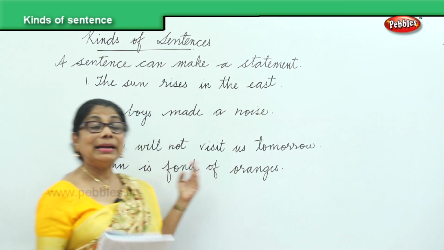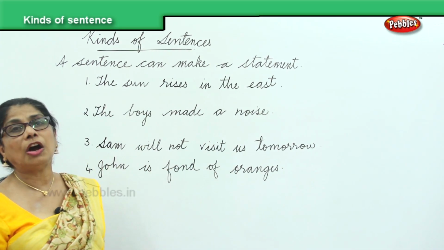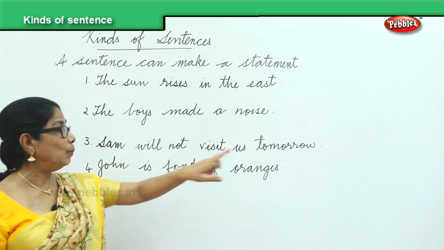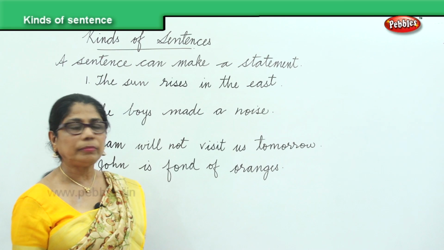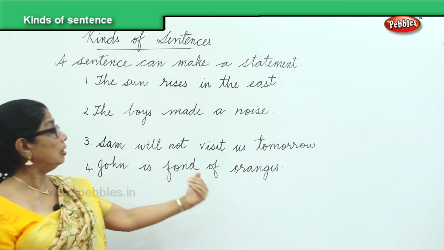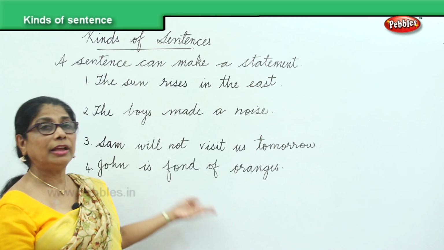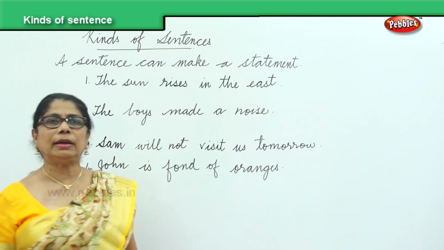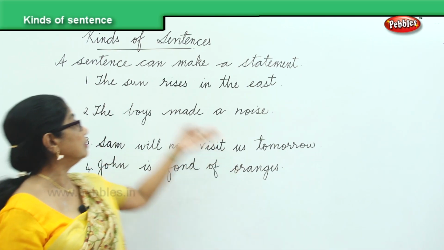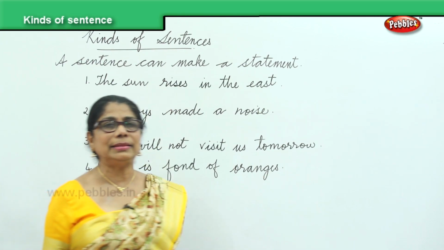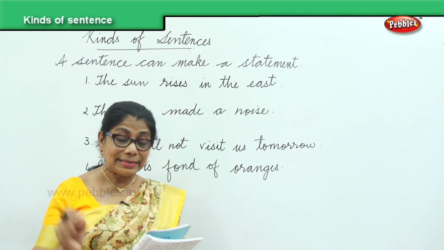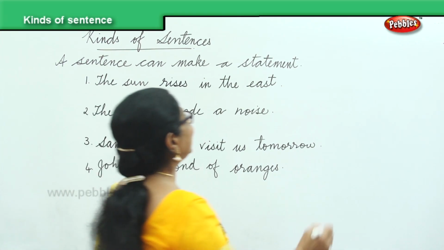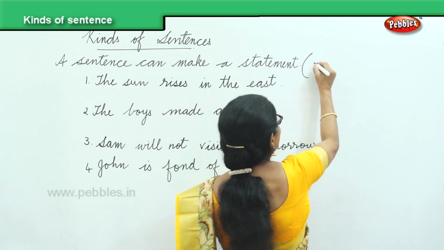Okay. Now, a declarative sentence can be positive or negative. Now, I have a negative declarative sentence here. That is, Sam will not visit us tomorrow. Or I can say, John is not fond of oranges. Negative declarative sentence. The boys did not make a noise. Negative declarative sentence. The sun does not rise in the east. So, a sentence that states or declares something, we can say that these are declarative sentences.